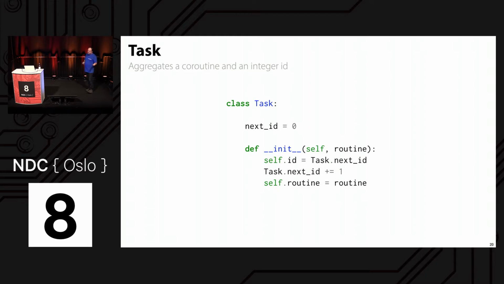All a task is, is a generator function called routine here, and an integer ID to identify that routine. So those of you who don't know Python, dunder init, you can think of it as a constructor. The constructor accepts routine, and within the constructor, I just take the next ID. So next ID here is essentially a static class attribute. So the task is a very simple thing. It's an integer and a routine, a coroutine.